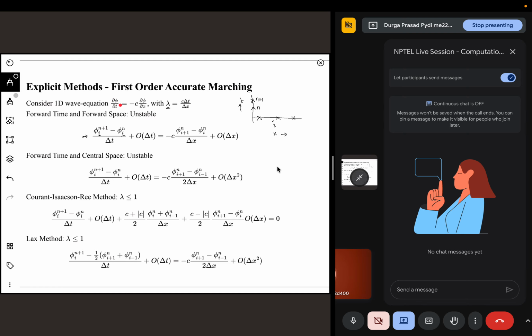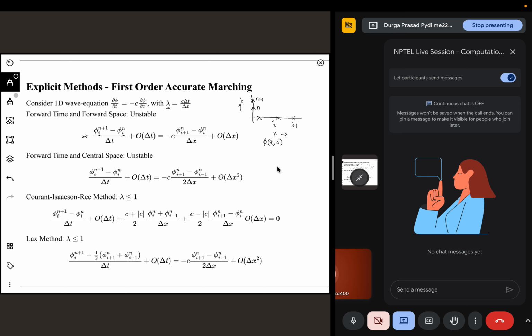Del phi del t, you discretize with the first order: phi I n plus 1 minus phi I n by delta t equals minus c times. You discretize this again with a forward difference in space, I plus 1 minus I by delta x. This is again first order. So initially, you'll have the initial values at x comma 0. The values of phi at t equal to 0 will be provided to us. So all we are doing is taking all those values and updating the value of phi at n plus 1. And then we keep marching this forward.